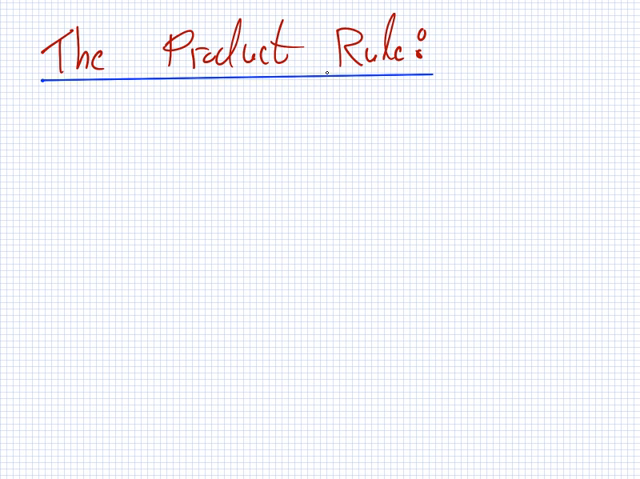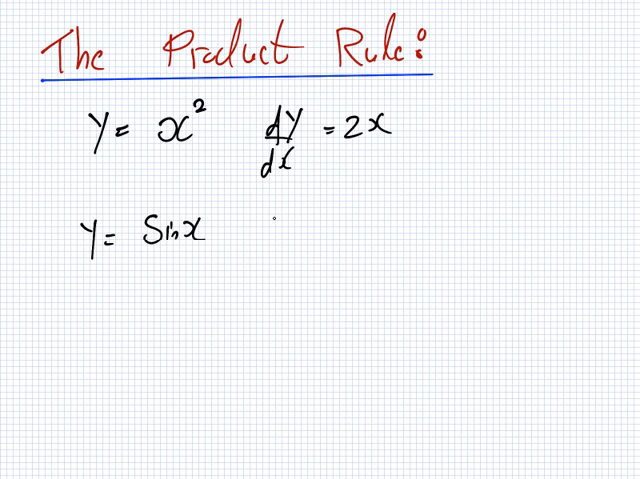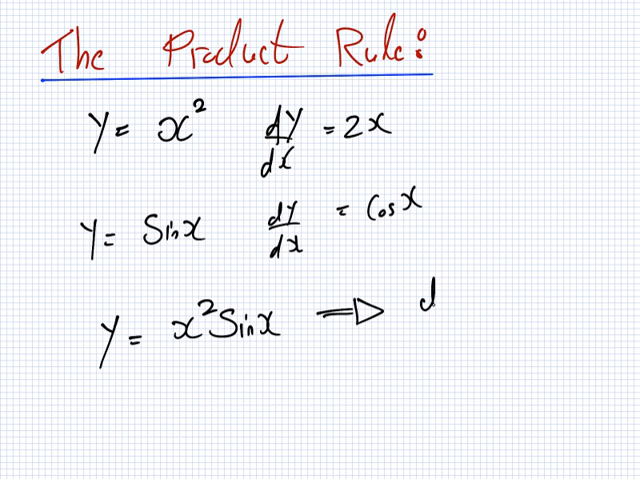Right. So, in semester 1, we had problems like this, where we had y equals x squared, and we knew how to differentiate that. That was 2x. And we had something like y equals sine x, and we knew how to differentiate that. What's that? Cos x. So it seems like if we have something like x squared sine x, we should know how to differentiate that. But in fact, right now, we don't.